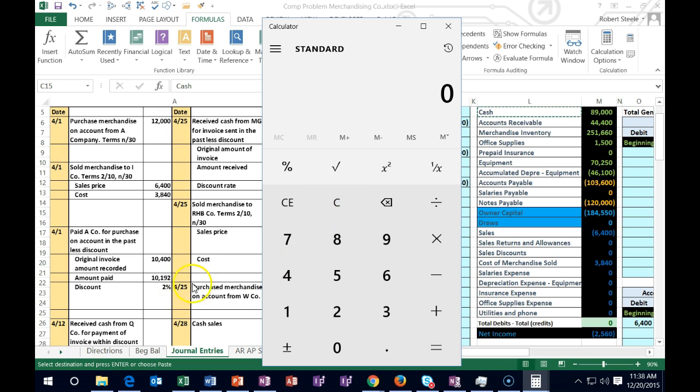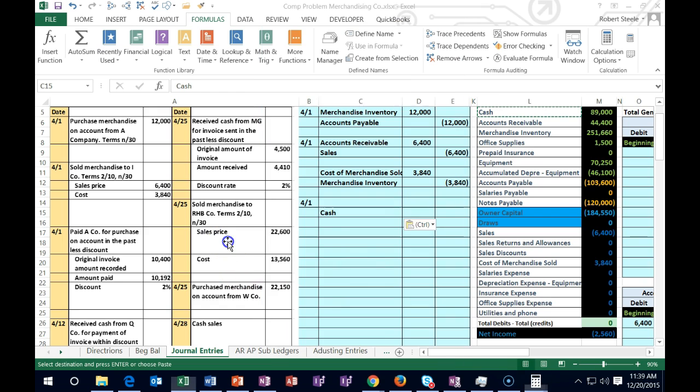We can also calculate that amount of payment with a bit quicker calculation that could be useful when we're thinking about sales and whatnot. 10,400 times, if we're not going to pay 2%, we are going to pay 100% minus 2%, or 0.98, 98%. That's how much we're going to pay. So when we put that over here, I'm going to put it in the credit column. I'm going to put a negative, and I'm going to do the calculation one more time so we can see it. 10,400 times 0.98 will give us that credit, the amount we're going to pay of 10,192.